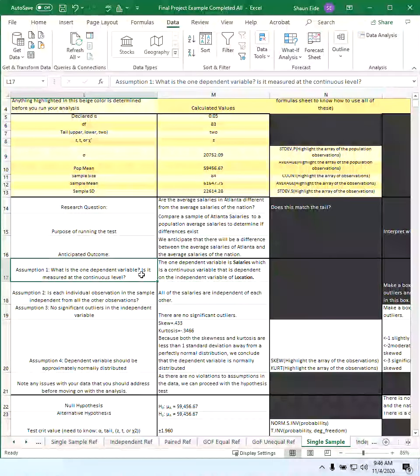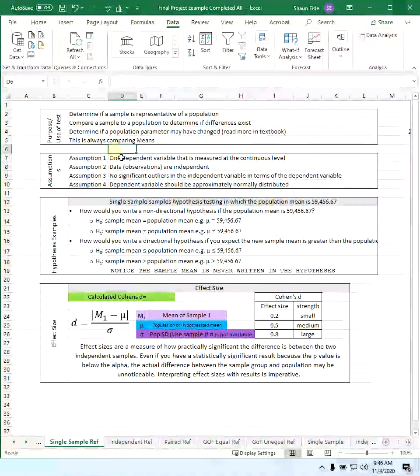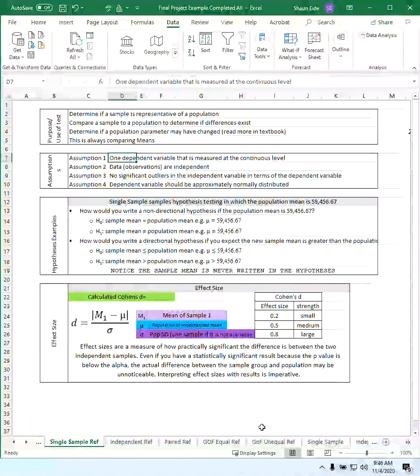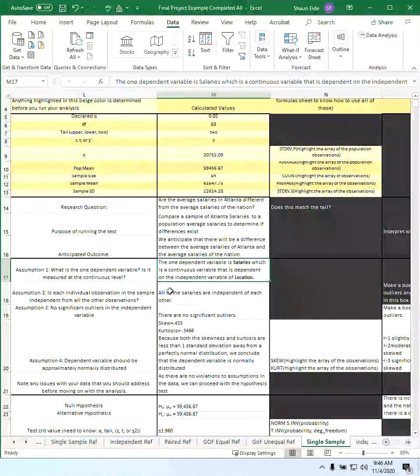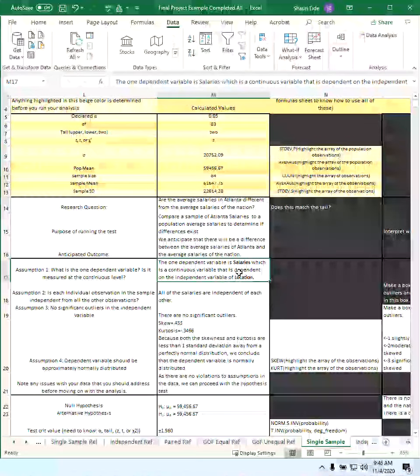Assumption 1, what is the one dependent variable and is it measured at the continuous level? So what is assumption 1? Great question. Assumption 1 is there is one dependent variable that is measured at the continuous level. It has to be a dependent variable that's measured at the continuous level. So what is that dependent variable? The dependent variable is salaries.